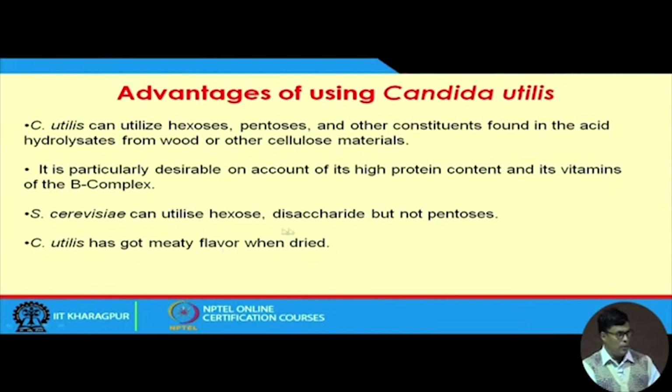Now, the advantage of using Candida utilis is that it can utilize both hexose and pentose sugars. If you look at the Baker's yeast fermentation process, your Baker's yeast, Saccharomyces cerevisiae, can only use the hexose sugar. They cannot use the pentose sugar. Now, when we use any kind of plant material, it contains not only cellulosic material but also hemicellulose. Cellulose is basically the polymer of hexoses, but hemicellulose is the polymer of both pentoses and hexoses.